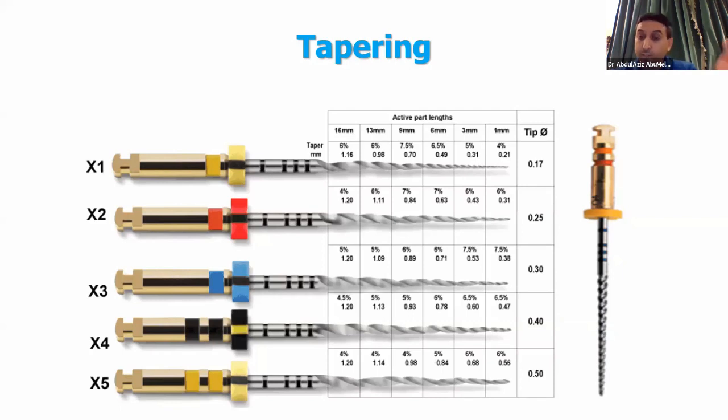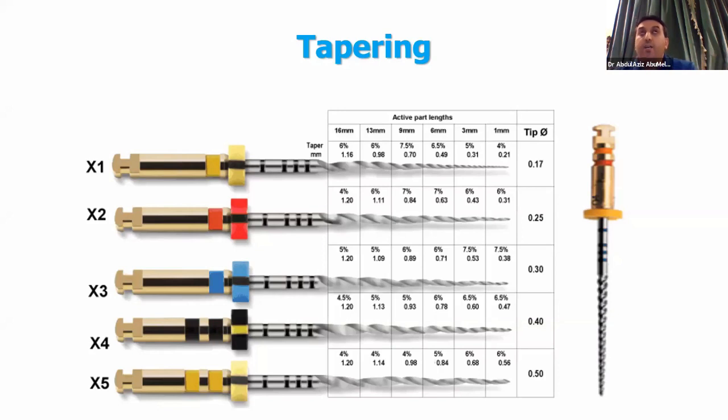X5 is smaller and smaller, which is the dynamic of the design, because the X1 shaves the way for the other instruments, the other sizes, to go to the apex. So when X2 goes after the X1, it will not have any stress or tension on the canal from the coronal to the middle. Only the shaping will start at the apex, at the 3 and 1 millimeter, which will reduce the fatigue and the tension on the file.